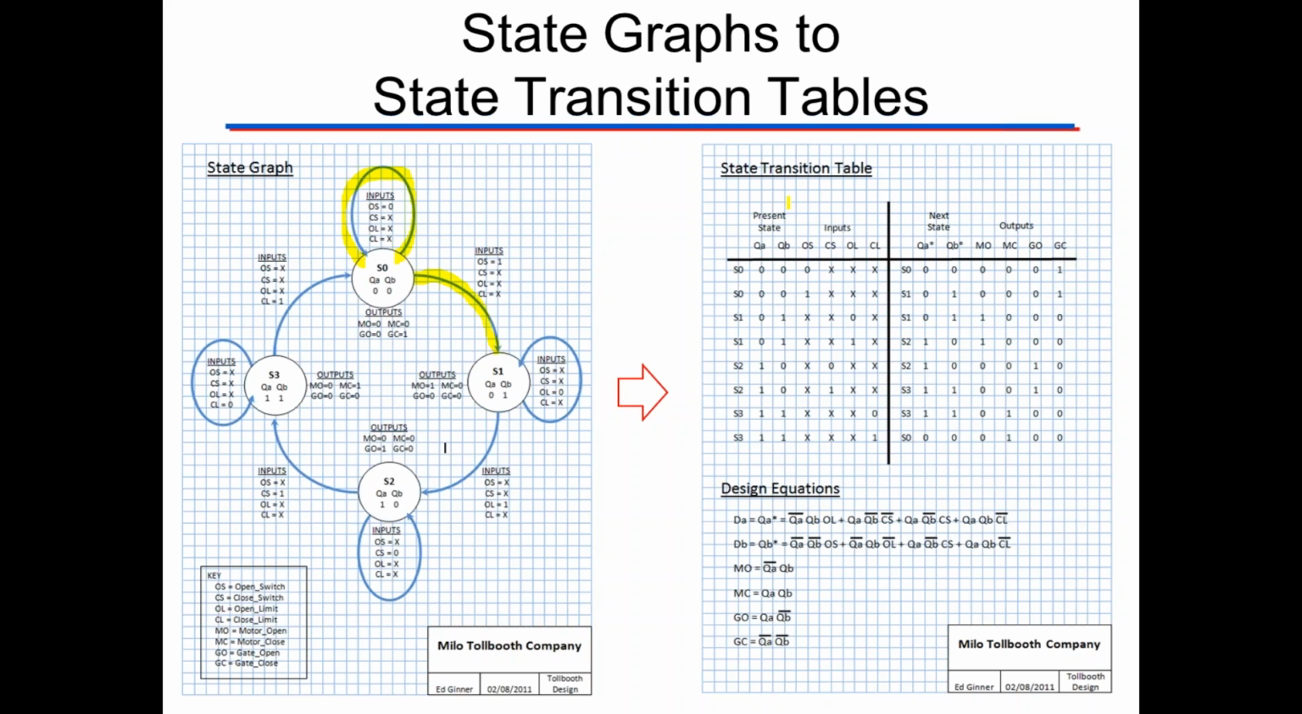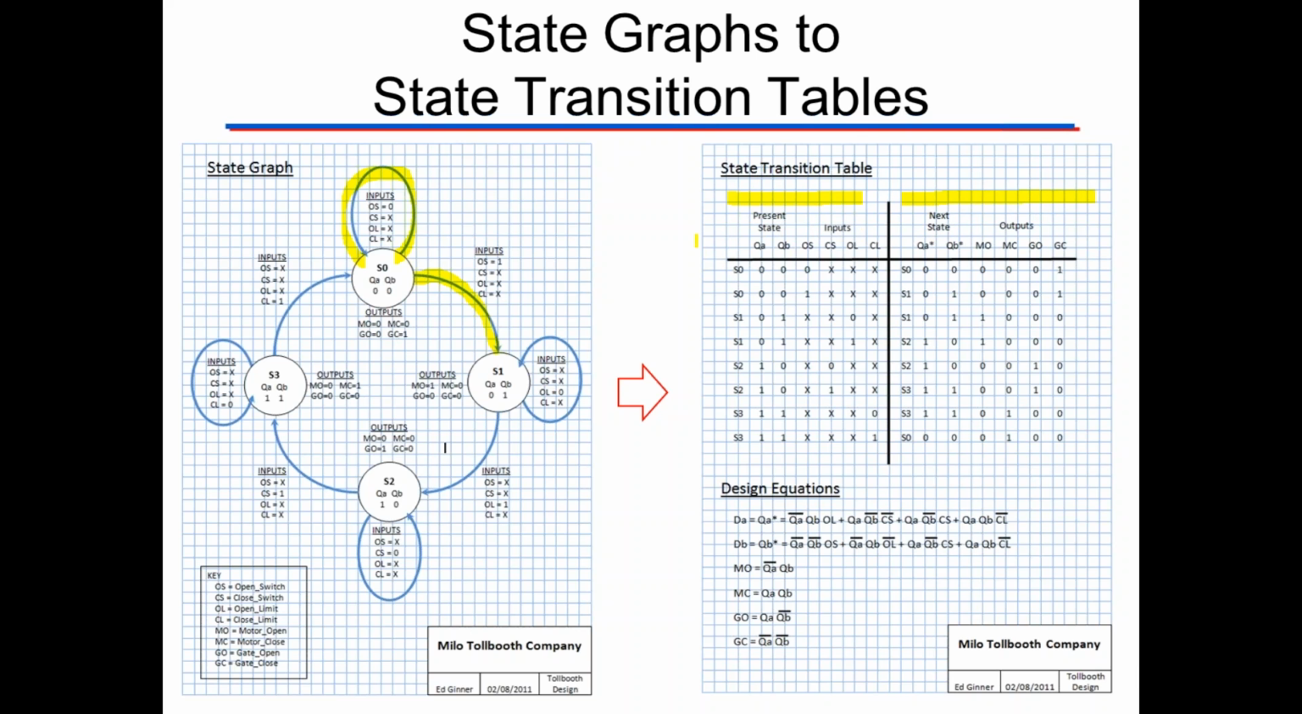The state transition table looks just like our regular truth table. We have inputs on the left. Right here are inputs. And on the right hand side we have our outputs. Now they are subdivided a little bit. We've got present state, inputs, next state, outputs. So we'll talk about that as we build this.